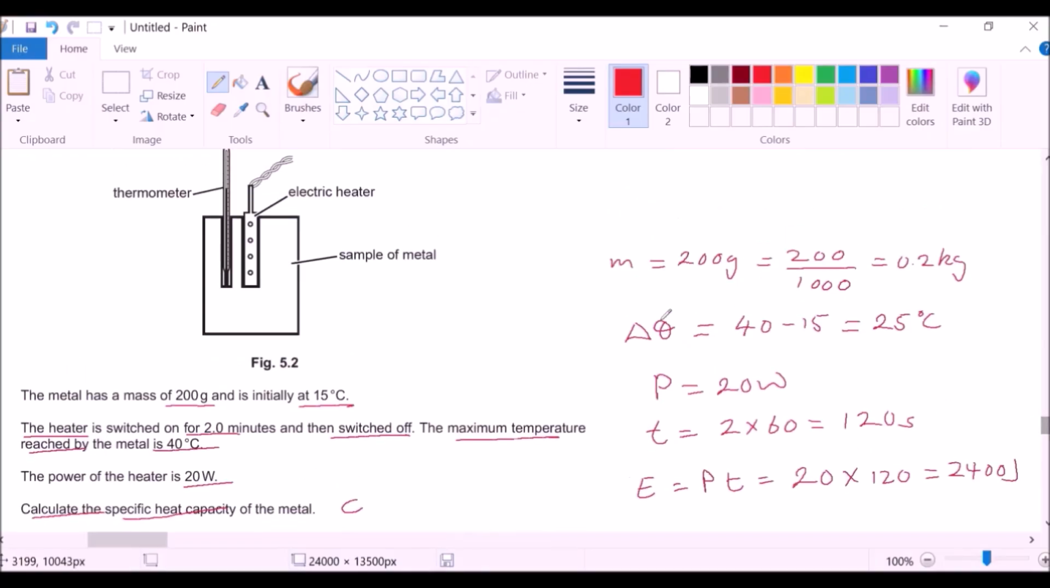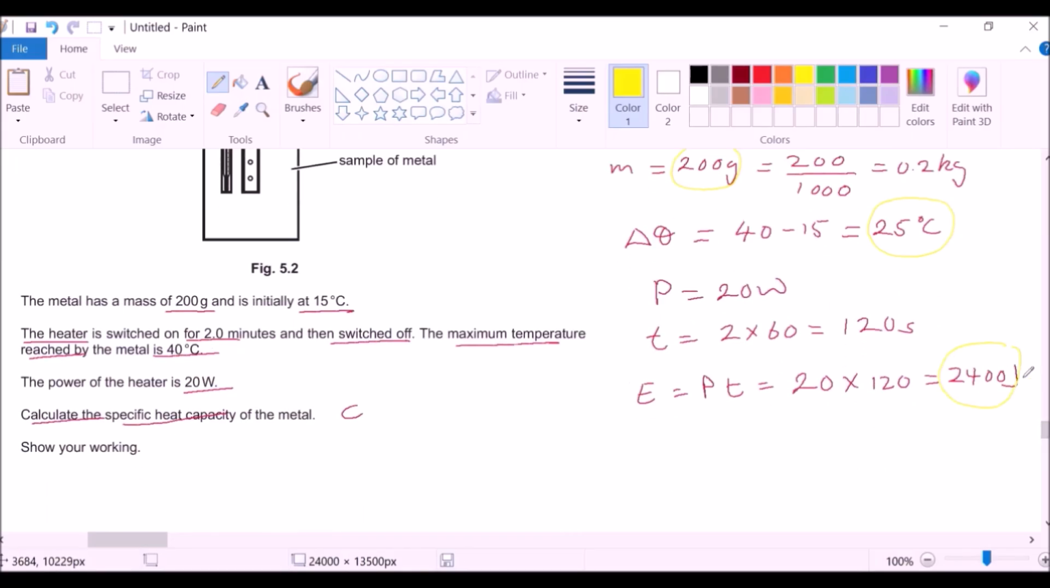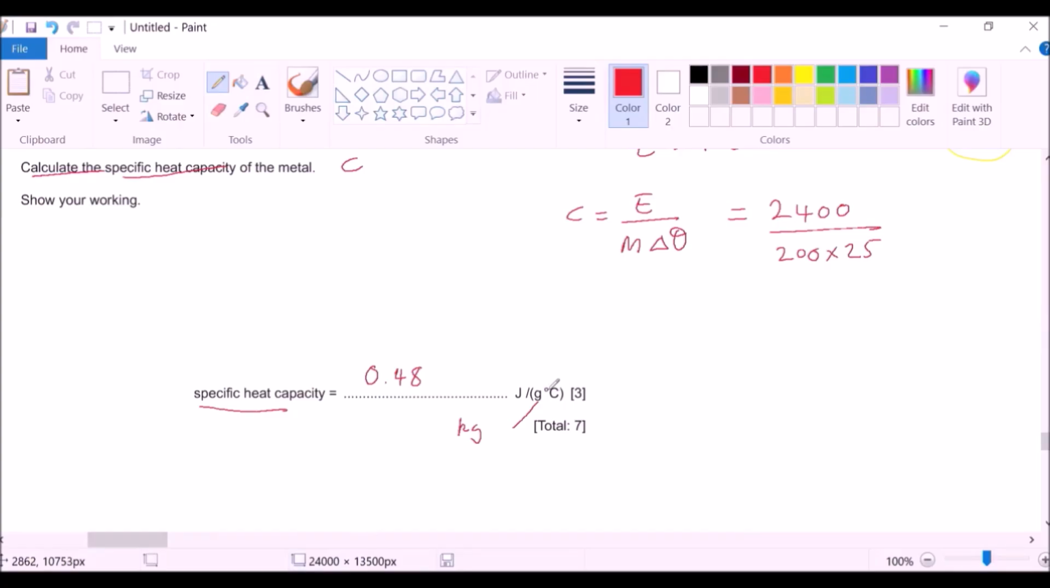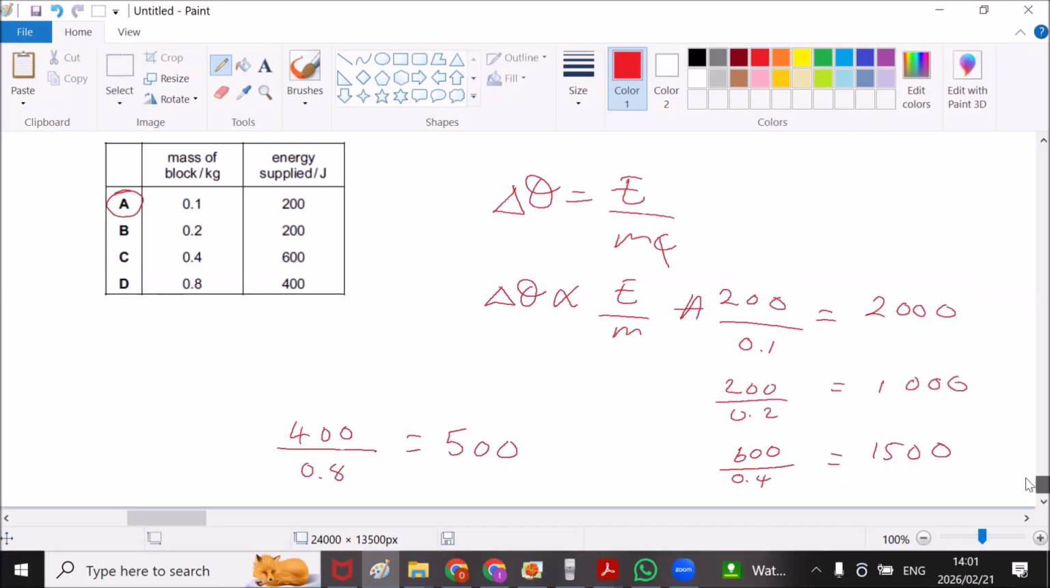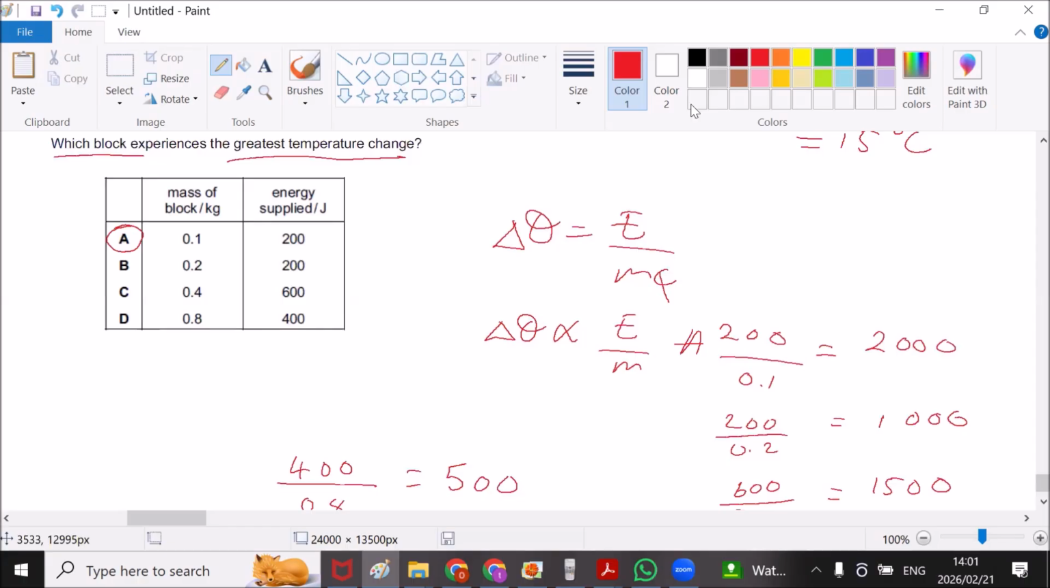So now we use this mass of 200 grams, temperature in degrees Celsius, and the energy 2,400. So we will say c is equal to E over m delta theta, which is 2,400 over our mass 200 times the change in temperature 25, which is 0.48 joules per gram degree Celsius. So that is our answer. With that, we come to the end of the section. Thank you.